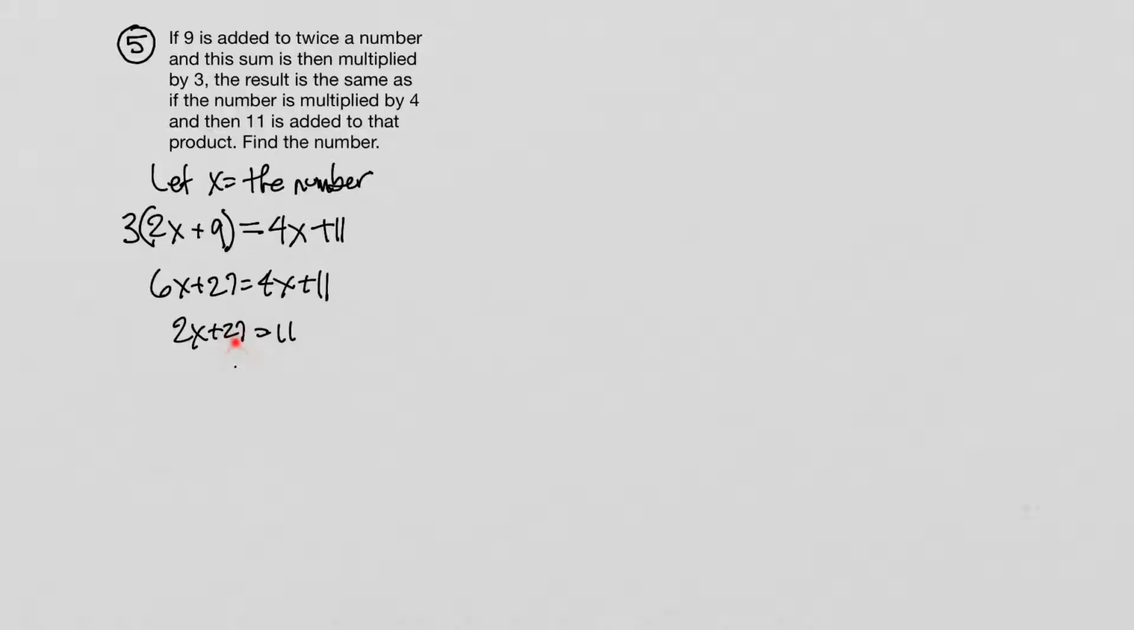And now let's eliminate the 27. So I'm going to subtract that 27. So on the left side, we will have just 2x equals, now on the right side, 11 minus 27, or if you want, you can think of this: 27 minus 11 is 16, but it's going to be negative. So this is going to be negative 16. Divide by that 2, and we'll get x equals negative 8. So have we found the number? Find the number. The number is negative 8, not x equals negative 8, right? Just negative 8.